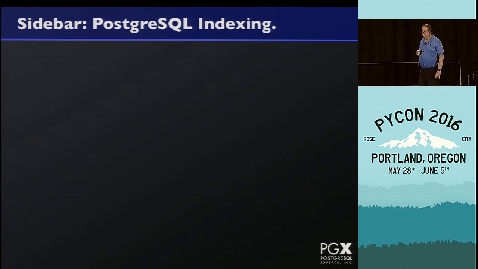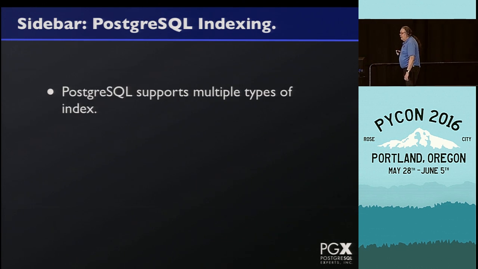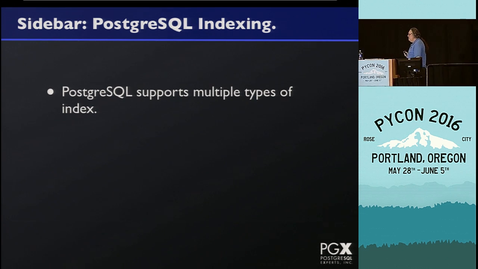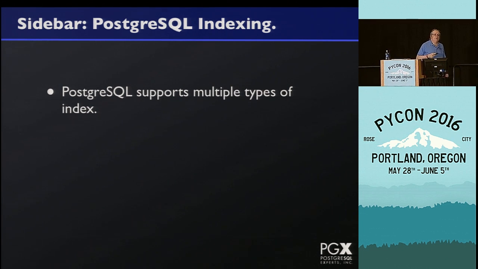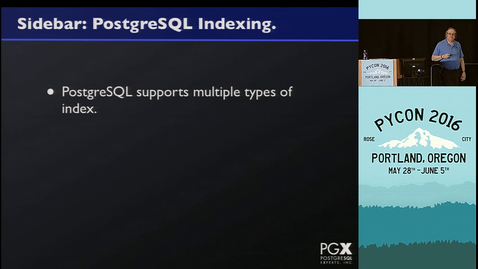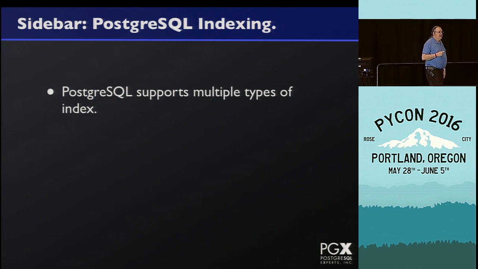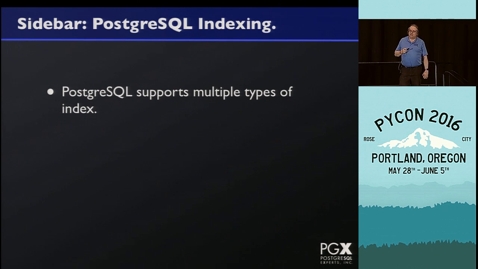So let's talk a little bit about Postgres indexing. Postgres supports multiple types of indexes. In fact, Postgres has a whole mechanism called access methods for plugging in new types of indexes. And some of the things that plug into it using access methods, like GiST indexes, are themselves frameworks. So it gets really complicated really fast, but we'll make it a little bit simpler.